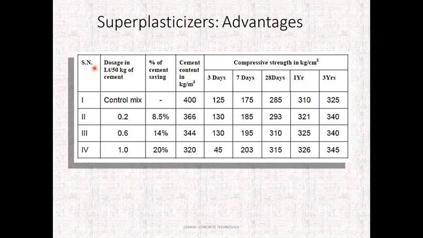This slide shows the advantage of superplasticizer over the control mix. Here we can observe there is an increase in strength of concrete during early stages and also a reduction in the cement content, where we can have the same amount of compressive strength at later stages.